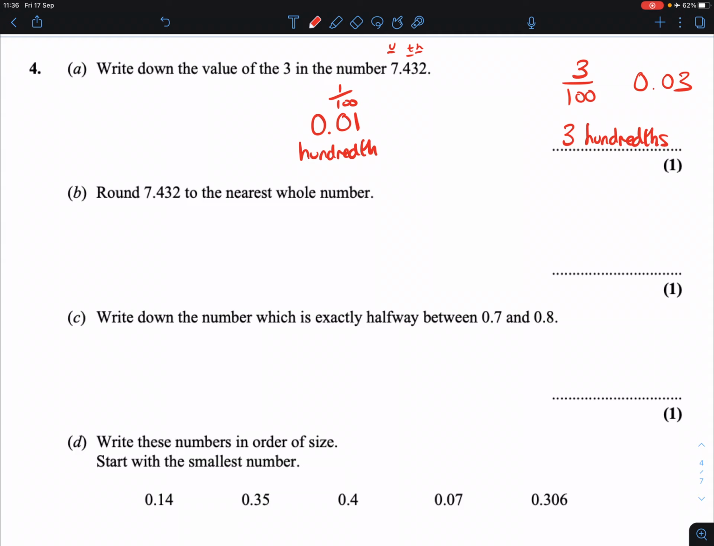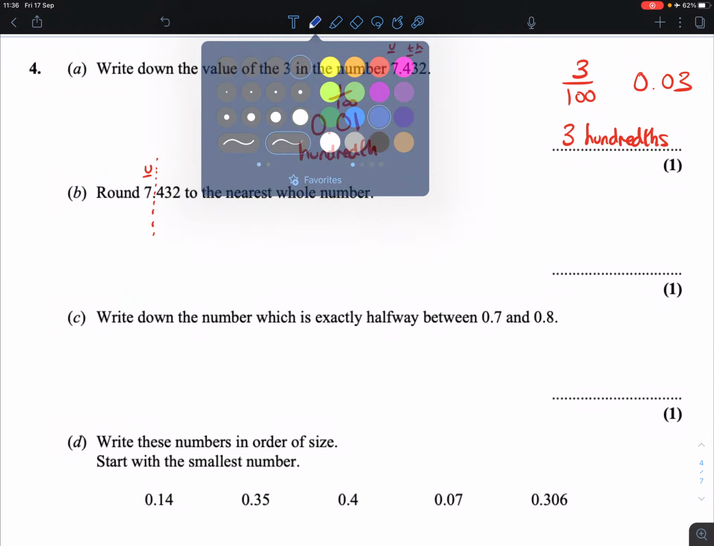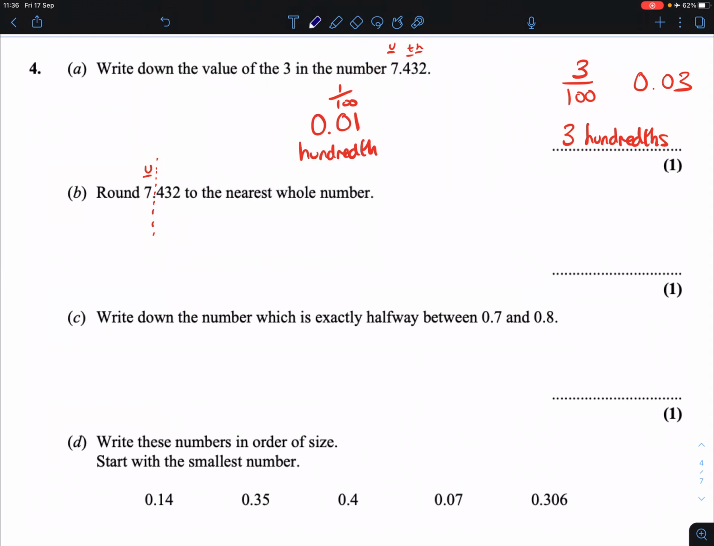Part B. Round 7.432 to the nearest number. Well, the nearest number is the units column, so we're rounding it there. That 4 will not change. That's 7. So we end up with 7, and that's it. There's nothing to put after it because it's the nearest whole number, so we wouldn't put 7.0 or anything like that. 7 is our answer.